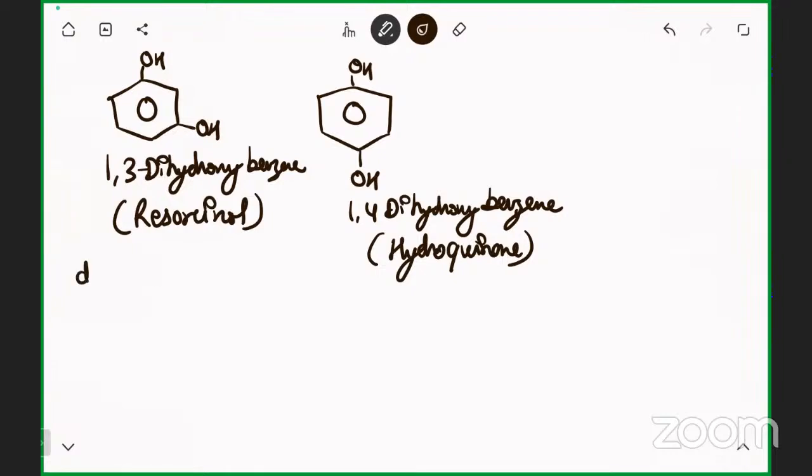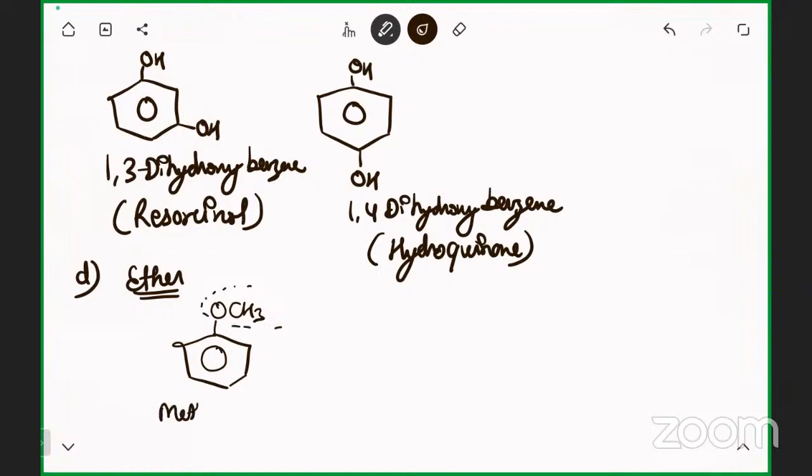Then we have D, ether. Benzene with OCH3. It is the same as we were doing in the alkyl one. I told you in the normal alkyl one that O will go with the one having the lesser number of carbons. So its name will be methoxybenzene. Common name, just remember, anisole.